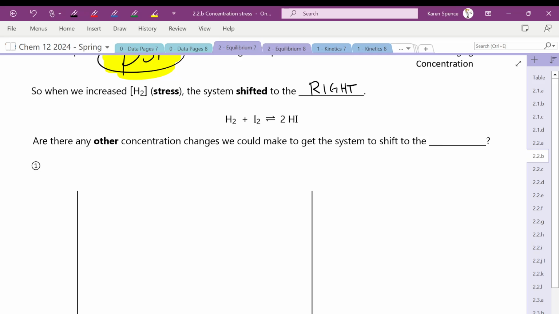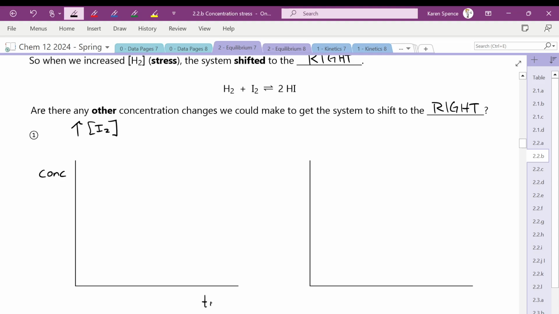Yes, we could increase, what could we do? We could increase the concentration of I2. So remember, we've got concentration over here and we have time down here. And how do we set up where things go? We just assign them arbitrarily, in other words, randomly.